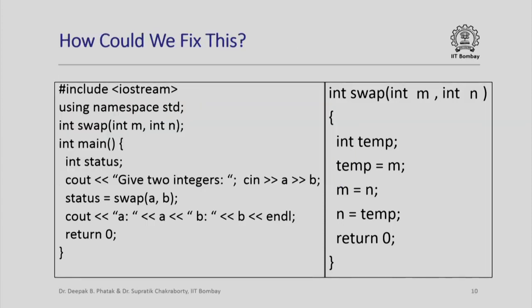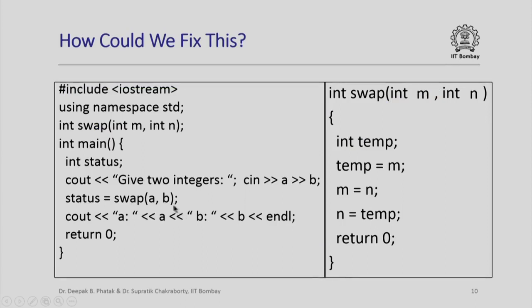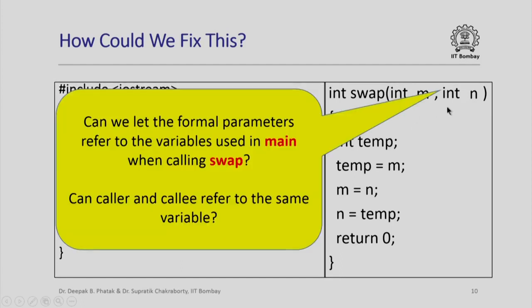So how could we fix this? In fact, you would notice that the problem arose here because the formal parameters of the function swap were not exactly the same as the variables in the function main from where it was called. In function main, we wanted to swap a and b, but when we called this function, the values of a and b were copied to m and n. So m and n were not really referring to a and b, but they just had the values that a and b had.